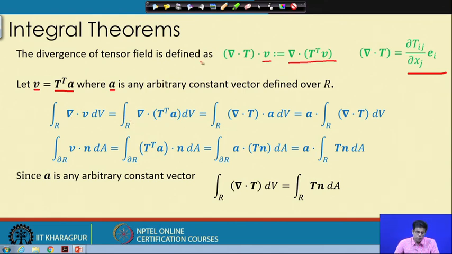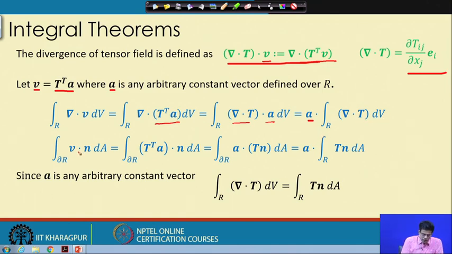So, del dot V: first we substitute T transpose A, and then del dot T dot A, because I just take the transpose here, which is coming from this formula. Now if we apply this formula here, you will get this expression, and then finally, since this is a dot product and A is an arbitrary constant vector, I can take A outside. So, A dot integral del dot T dV.